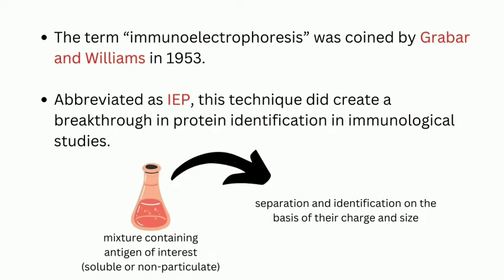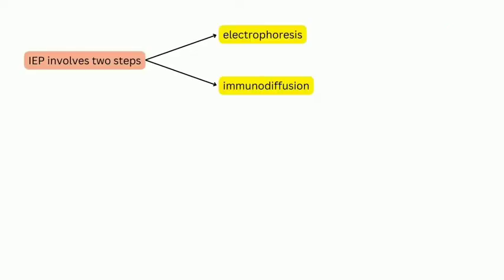It refers to separation and identification of our antigen of interest from the provided mixture based on their charge and size. This resolution is assisted and empowered essentially by an electric field, as suggested by the technique name. IEP involves two steps, that is electrophoresis, which is immediately followed by immunodiffusion.